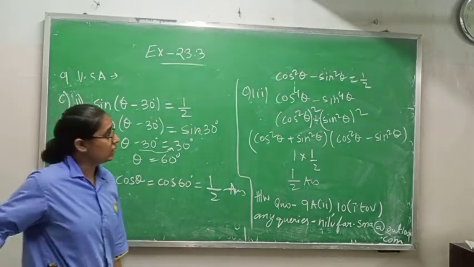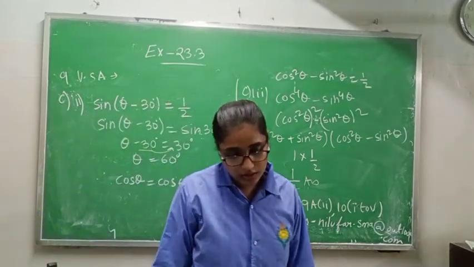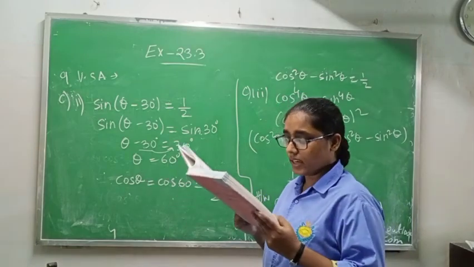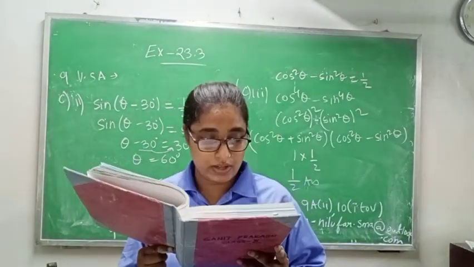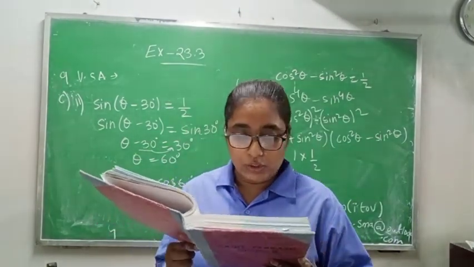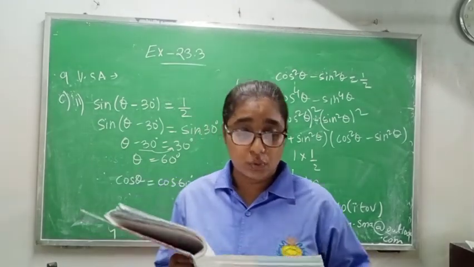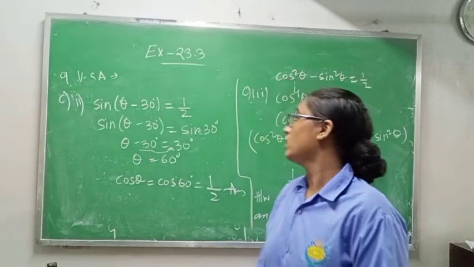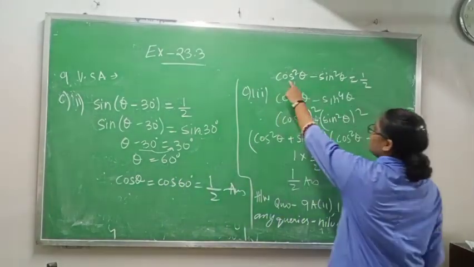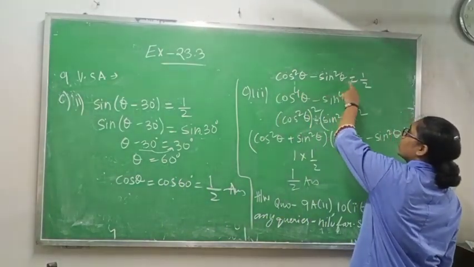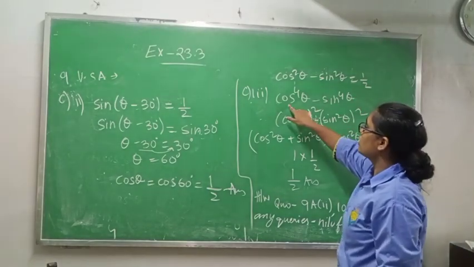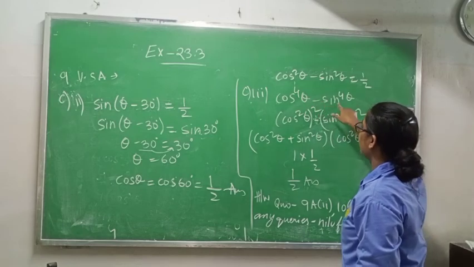Now in the next question, the third question, it is given, if cos square theta minus sin square theta equals half, then the value of cos to the power 4 theta minus sin to the power 4 theta is dash. So what is given to you? Cos square theta minus sin square theta equals half, and they are asking the value of cos power 4 theta minus sin power 4 theta.